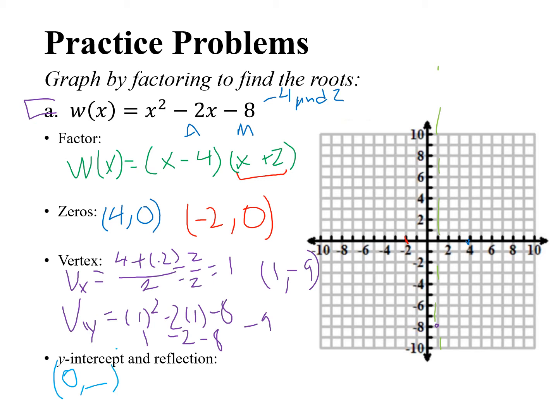So to do that, there are 2 different ways I can figure this out. One way is I can analyze that original function. In standard form, the last term, that c value, is my y-intercept. So in this case, it's -8.